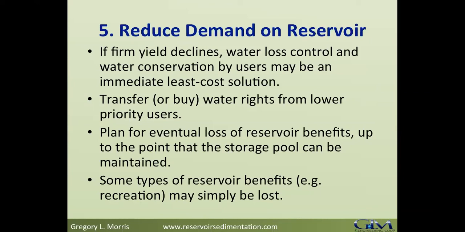Transfer water rights from lower priority users, and plan for the eventual loss of reservoir benefits up to the point at which you have a planned long-term capacity that you can sustain. So think long term and how you can reduce the demand and bring the demand down to what you can sustain on a long-term basis. Some types of benefits, though, may simply be lost.